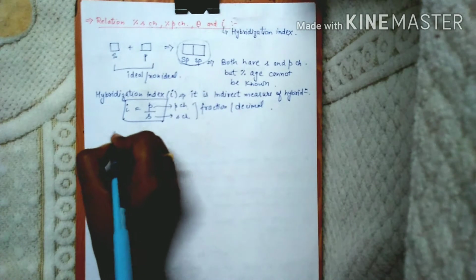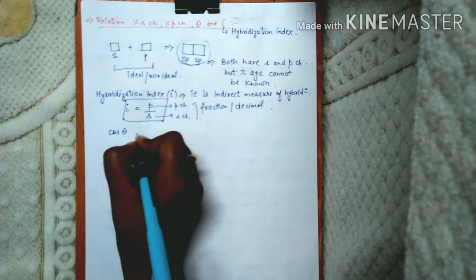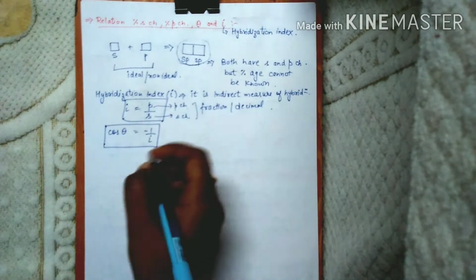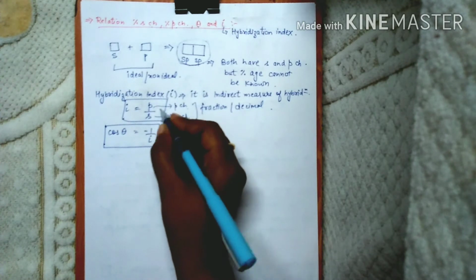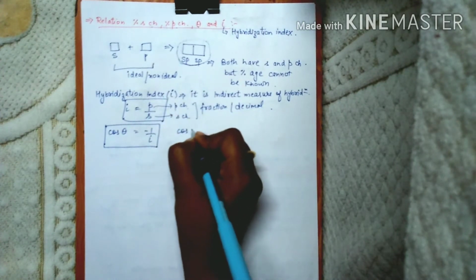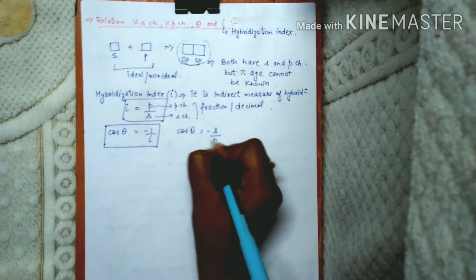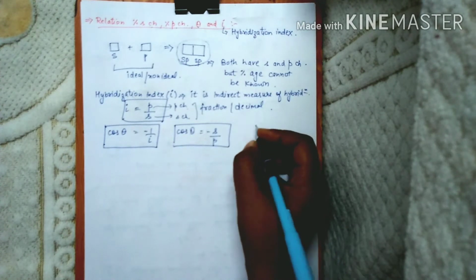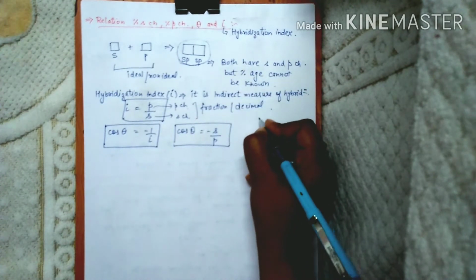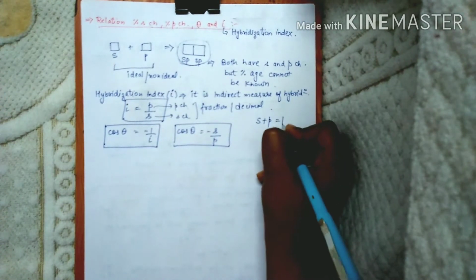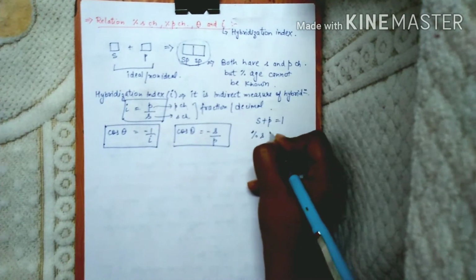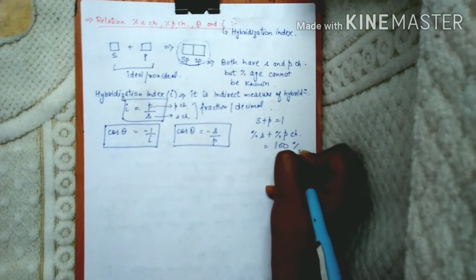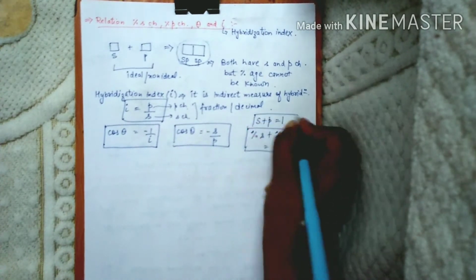So in terms of angle, cos theta is equal to minus 1 upon i. This is another formula. From 1 and 2, cos theta is equal to minus S upon P. See, S and P character is always equal to 1, or we can say percentage S plus percentage P character after mixing is always equal to 100%. This is in terms of percentage, this is in terms of fraction.